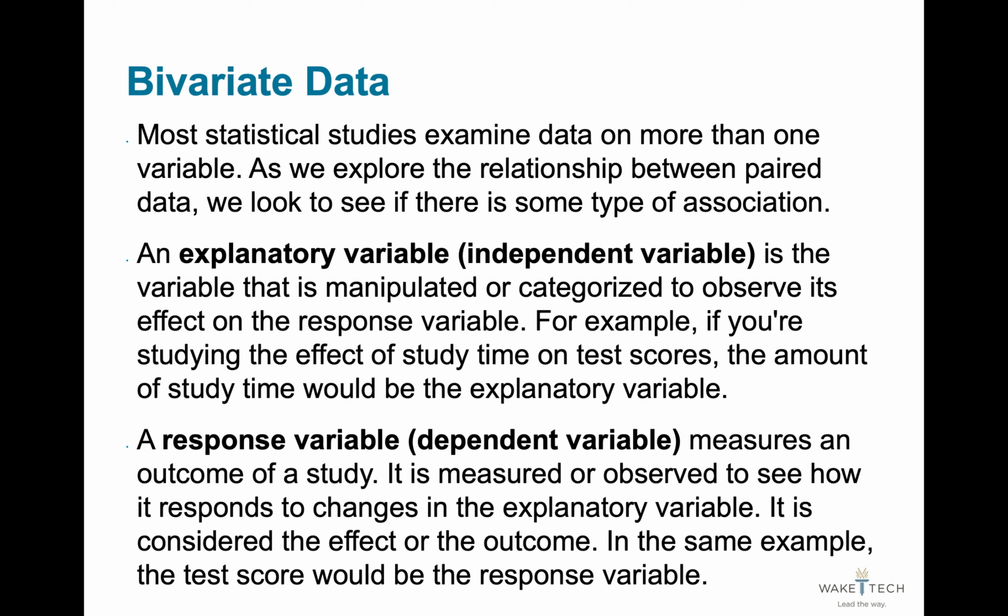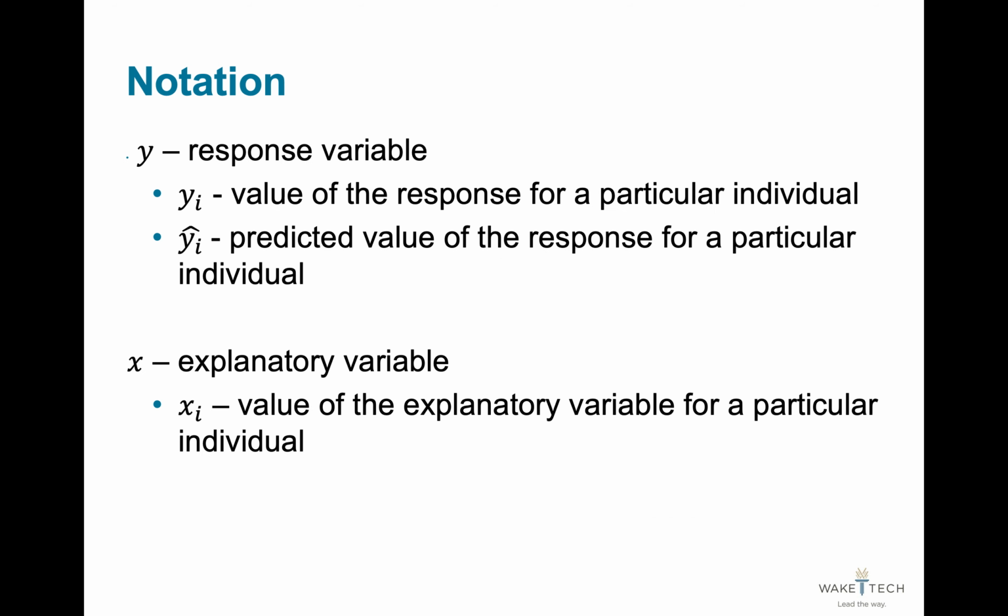This is typically your x variable. The response variable is your y variable. That is your dependent variable. So all of those are meaning the same thing, but this is what we are measuring as an outcome of the study. So it is what is measured, observed to see how it responded to that change of the explanatory variable. In that same example, the test score is the outcome and the response of the study time. So the test score is our response variable.